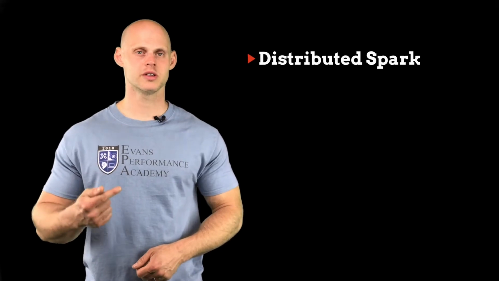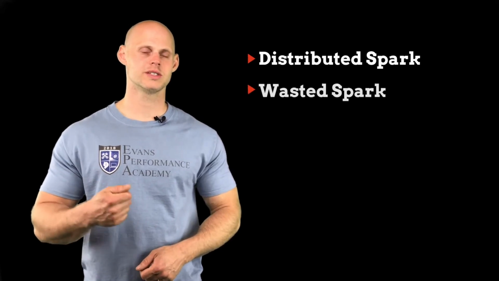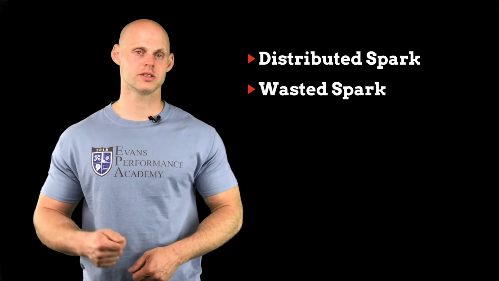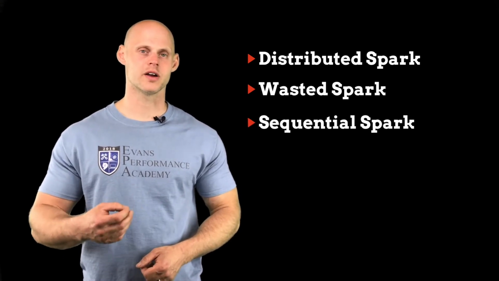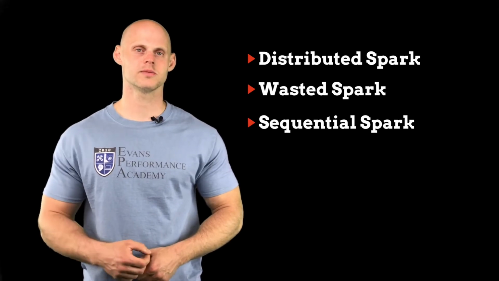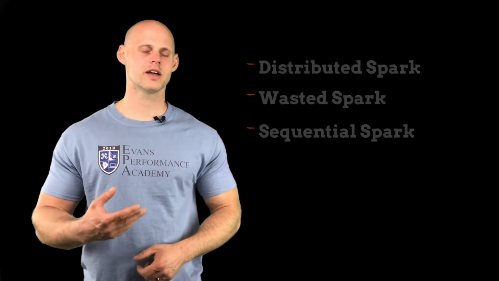So let's begin this video by looking at the different types of ignition systems that we're going to find in EFI tuning. Now, we're going to see three different styles or types. We're first going to see a distributed spark ignition system. We're also going to see a wasted spark ignition system. And finally, the most common on modern engines, a direct fire or sequential style ignition system. Now let's look at the distributed system and see what it's all about.